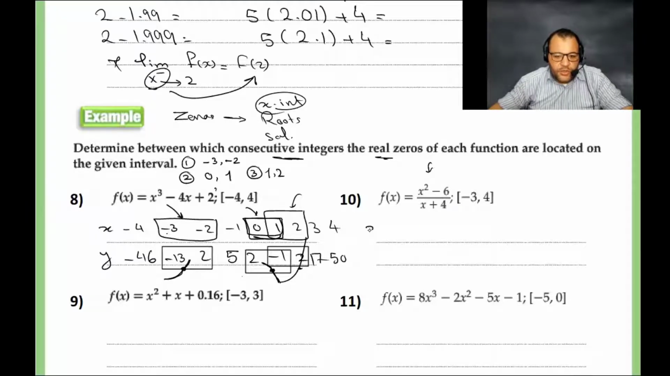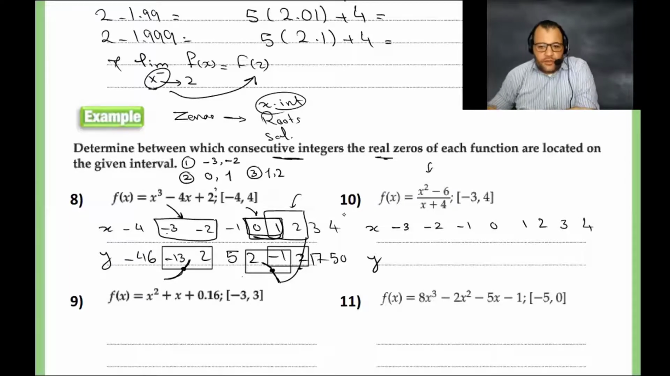By using the same way. We have x and y. So it will be -3, -2, -1, 0, 1, 2, 3, and 4. Can you use a calculator, please? Mode 7. Then give me the values.